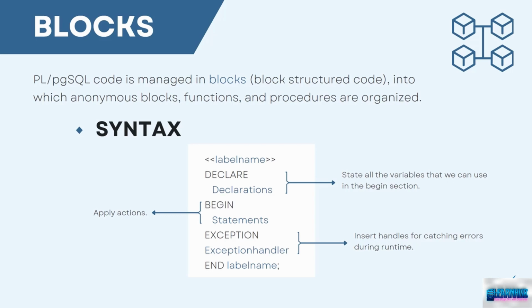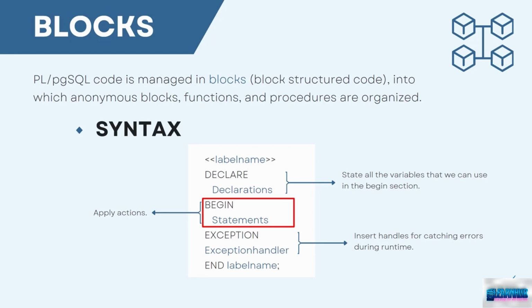The syntax of a block structure is as follows: <<label_name>>, next line, DECLARE, next line, declarations, next line, BEGIN, next line, statements, next line, EXCEPTION, next line, exception handler, next line, END label_name; In this structure, the block consists of two sections, declaration and body. The declaration section is optional. This is where we can state all the variables that we can use in the begin section.